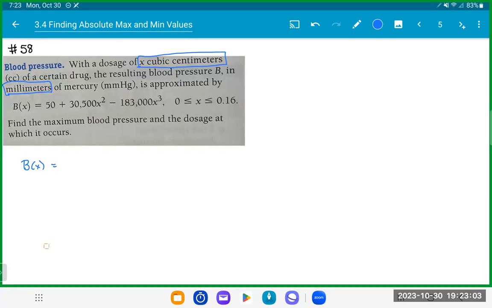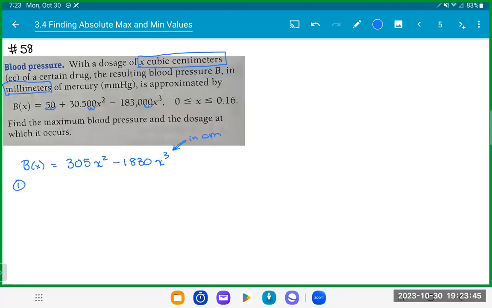So we can just wave that away. And for this one, we're going to move our decimals two places. So 0.5 is close enough to 0. It doesn't impact our answer. So we can just say that this is 305x squared minus 1830x cubed, and this is in centimeters, okay?